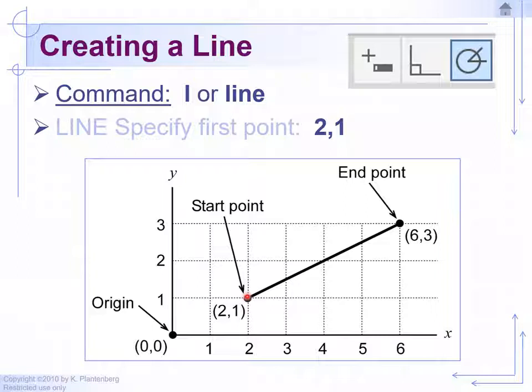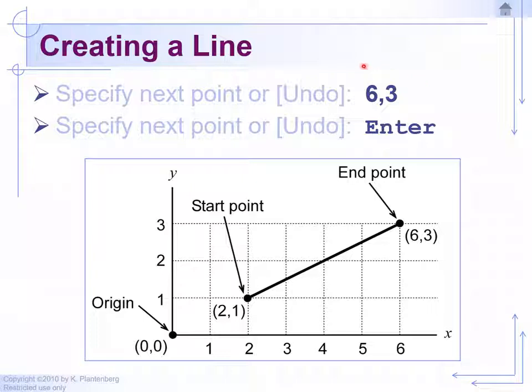Hit enter, and then you're going to type in 6, 3. Let's go to the next slide. From the previous slide, we're going to type in 6, 3 to define our endpoint. So type in 6, 3 in the command line in AutoCAD, hit enter, and it'll define your second endpoint and it'll generate the line. Next slide.